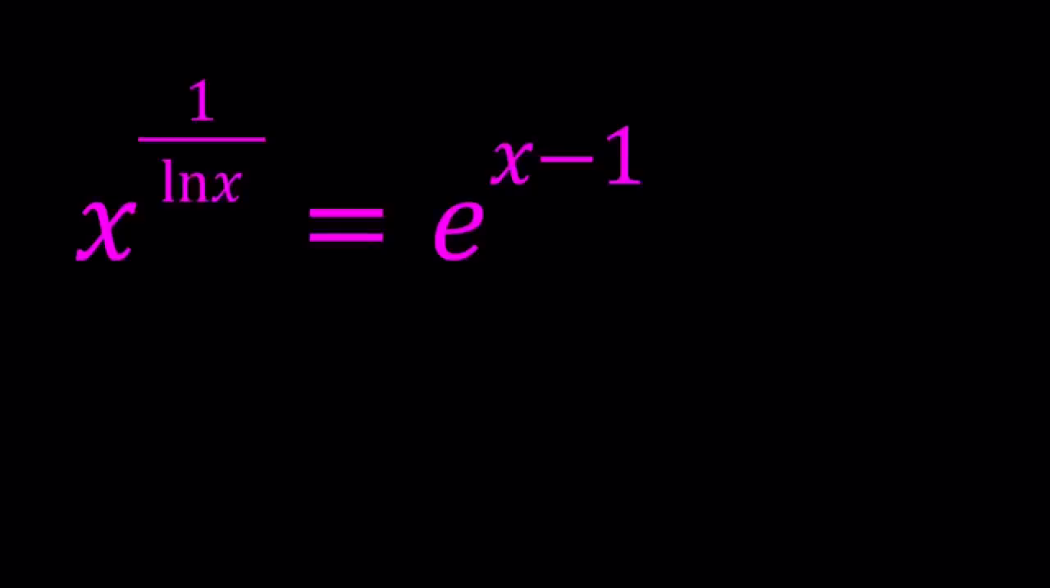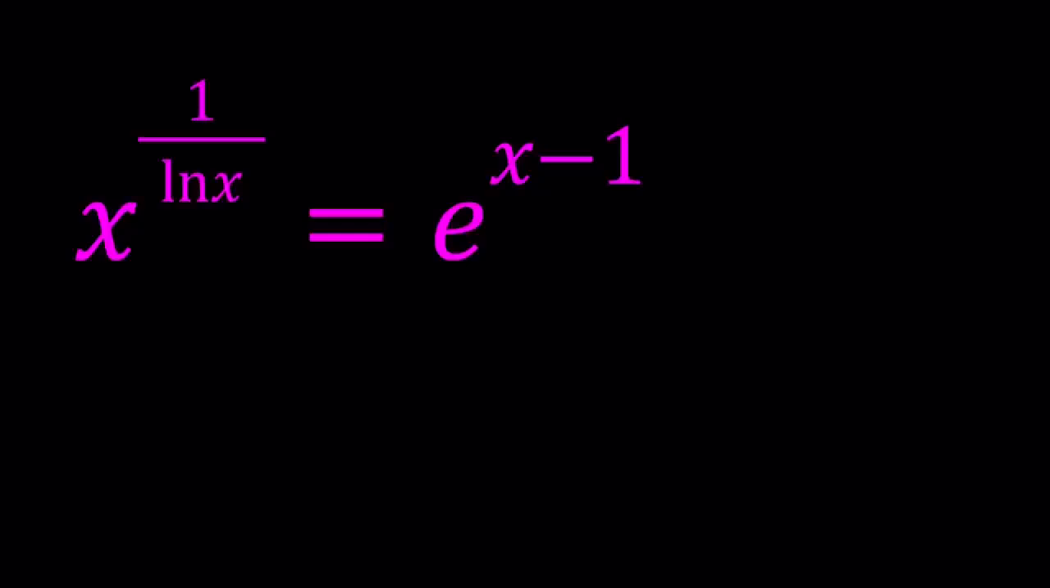Hello everyone. In this video we're going to be solving an exponential equation with ln x and e to the power x minus 1. So this is a very exponential equation, but we've done a similar problem before. I hope you'll remember that, and I can try to link that down below here. We have x to the power 1 over ln x equals e to the power x minus 1. So I'm going to present two approaches and then also show you a graph.